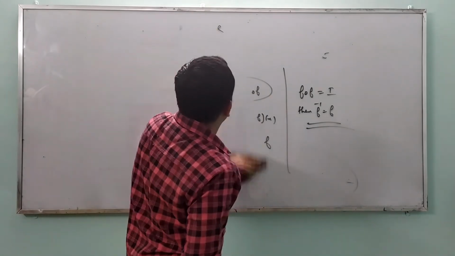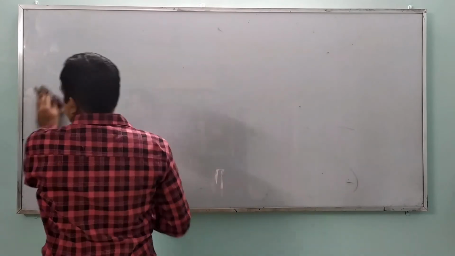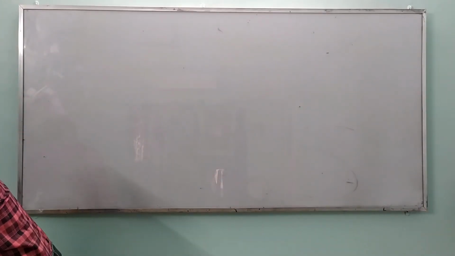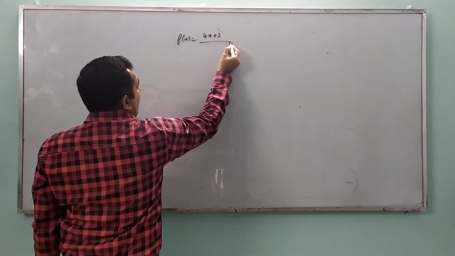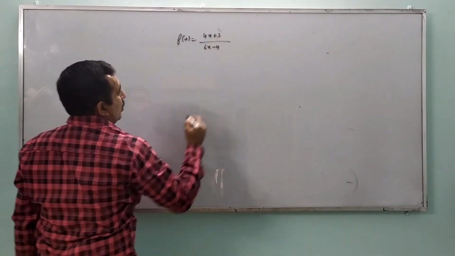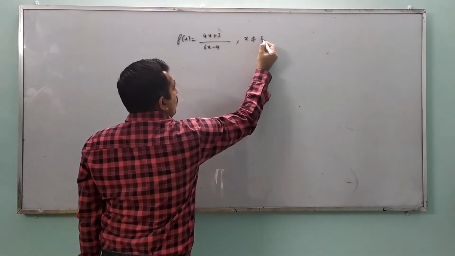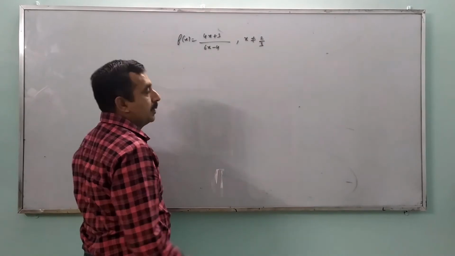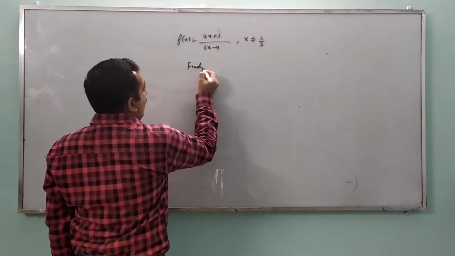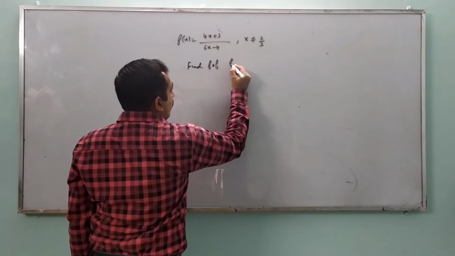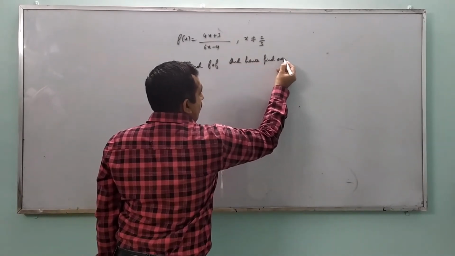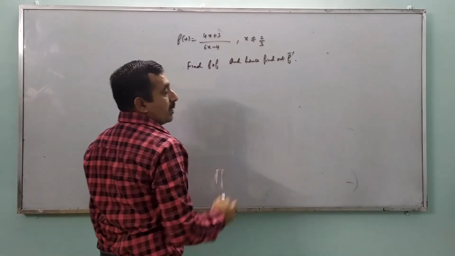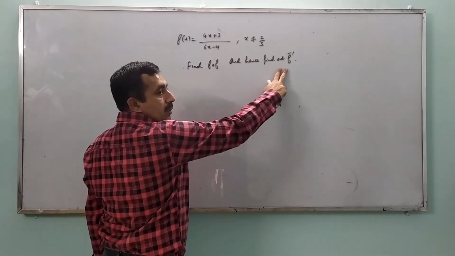See one example. Suppose f of x equals 4x plus 3 upon 6x minus 4, where x does not belong to 2 by 3. It is given. The question is to find f of f and hence find f inverse. Firstly find this, then find this.